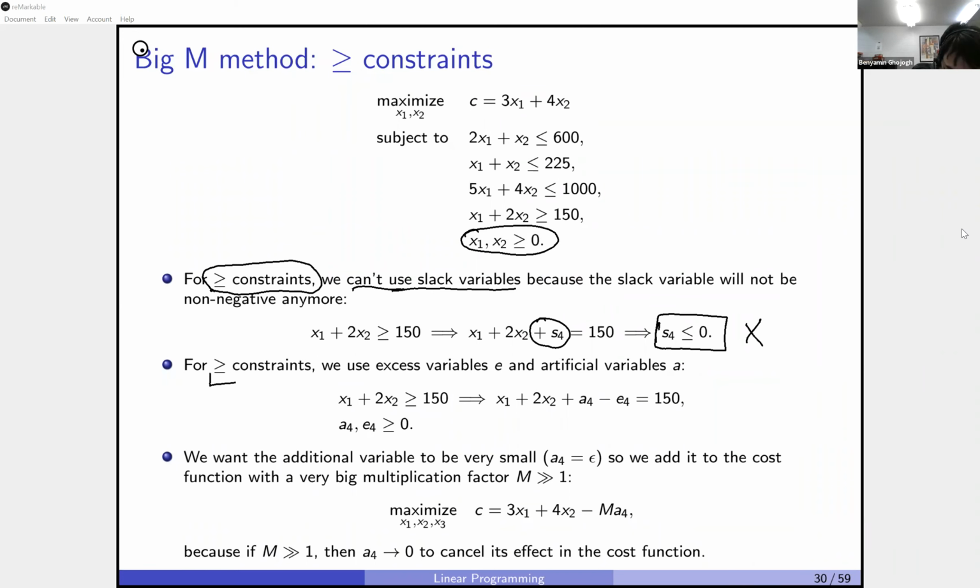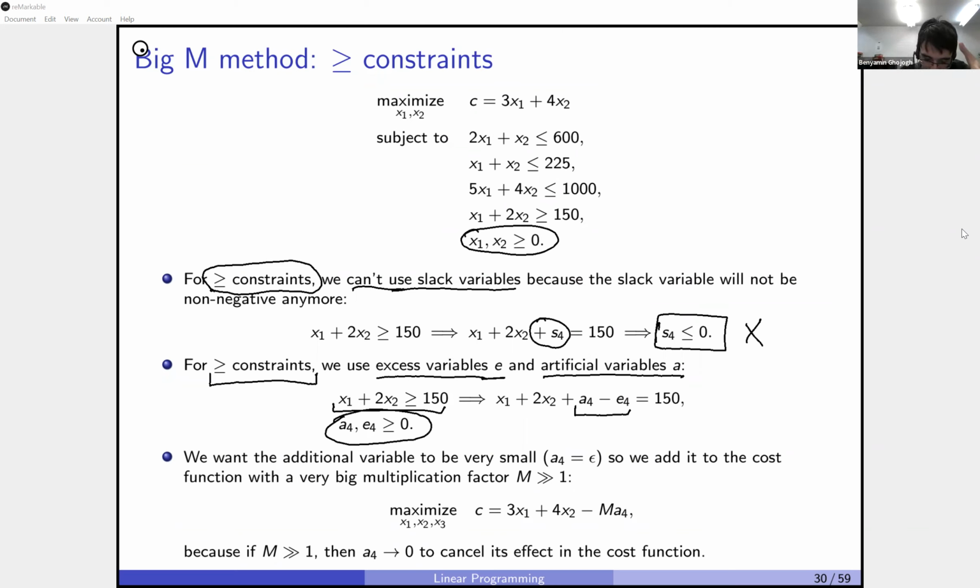So for greater than or equal to constraints, we use excess variables E and artificial variables A. A for artificial variables, E for excess variables. So we use 2 variables rather than 1 variable. And we do some trick. So for this, we can convert it to equality again by this. We say by plus some variable minus another variable. And then we can assume these 2 variables are non-negative, but with different values, right?